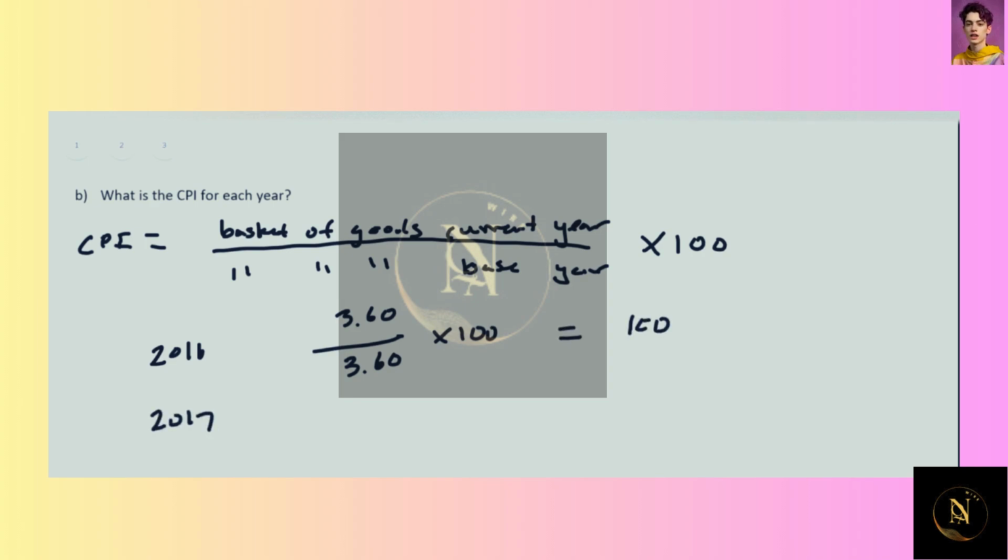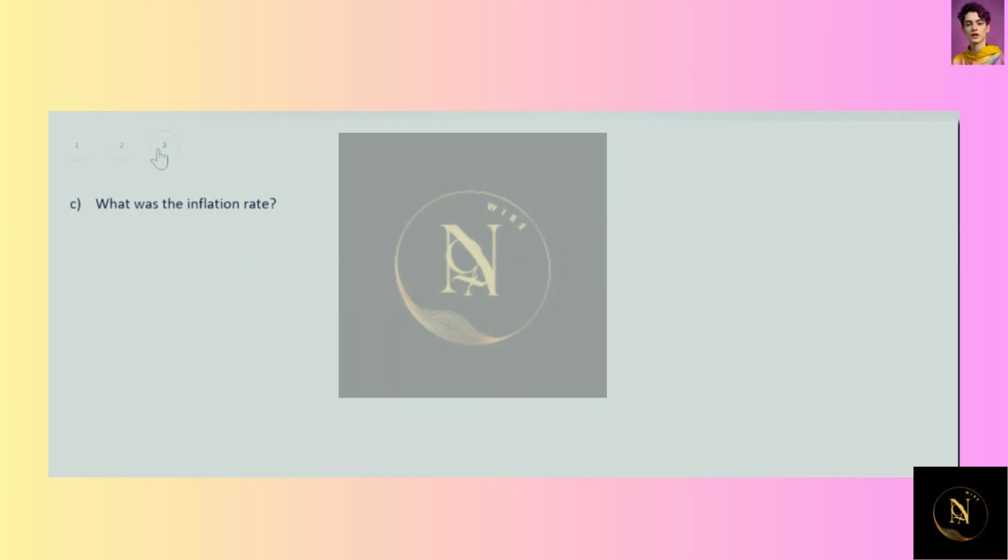For 2017, it's a little bit more complicated, but again, it's just going to be 1 unit of cauliflower, 1 unit of broccoli, and 1 unit of carrots is going to be our basket of goods. With the increase in price for 2017, those three are going to equal $4.70 divided by 3.60 times 100 is going to equal 130. The last question then asks us, what is the rate of inflation?